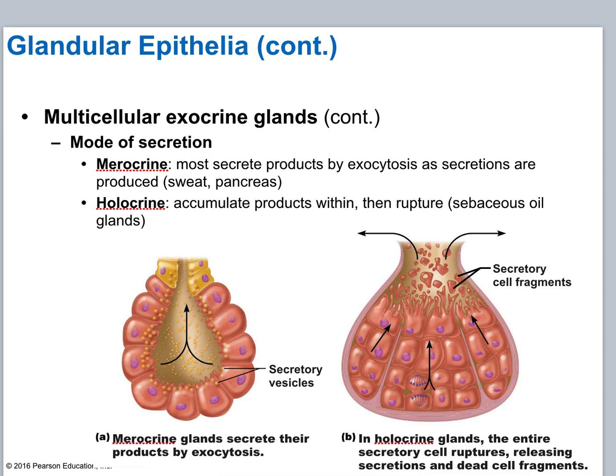In the next lecture, we'll pick up and discuss connective tissue, muscle tissue, and nerve tissue.